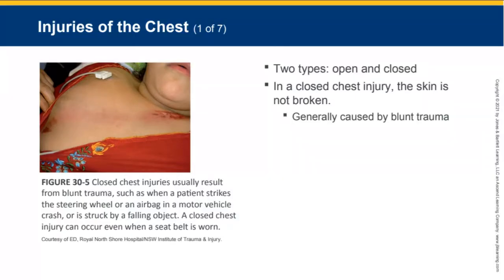So the first collision is when the car hits an object at a particular speed. So the car hits a wall at 120 kilometers per hour. That's the first collision. The second collision is when the body hits the interior of the car at 120 kilometers per hour. And the third is when the structures inside of the body hit the interior of the body at the same speed. Do not just memorize that.